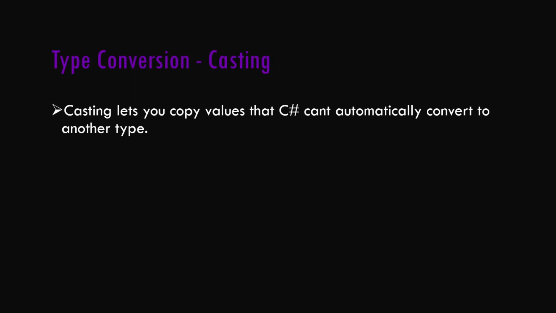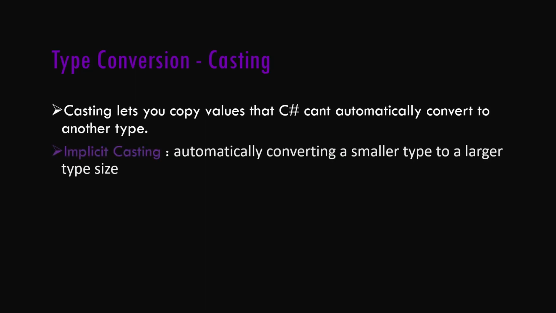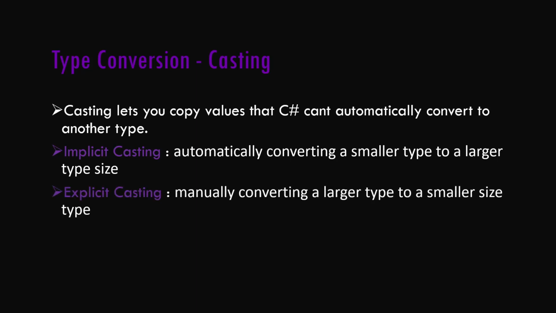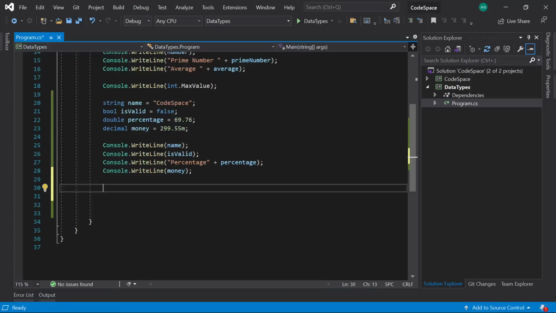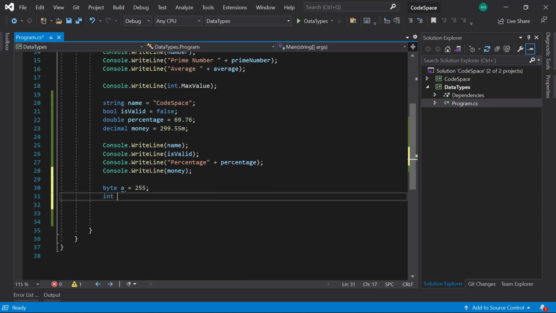Next topic is type conversion. Type conversion is converting one type of data to another type. Implicit casting and explicit casting are used. Type conversion is also called typecasting. Let us see the example. Here byte a = 255. Byte only holds 0 to 255 values. And here int catch = a. It assigns a into int. So 0 to 255 for byte. And this is implicit type conversion.